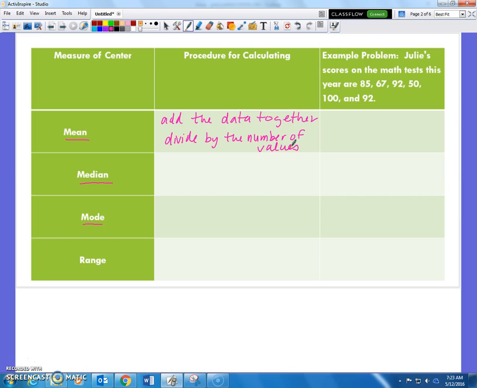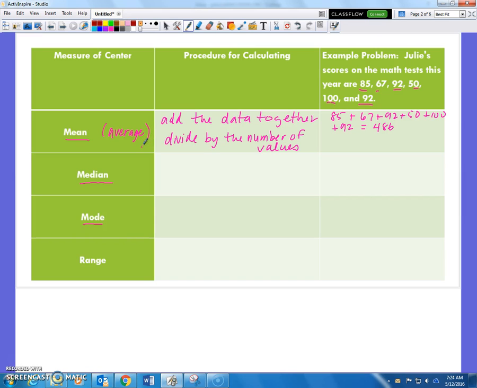So, for example, if Julie scores these scores on her test, what I would do to find the mean, I would add 85 plus 67 plus 92 plus 50 plus 100 plus 92. When I add those numbers up, I get 486. I haven't found the mean yet. The mean might also be known as, I should say, the average.